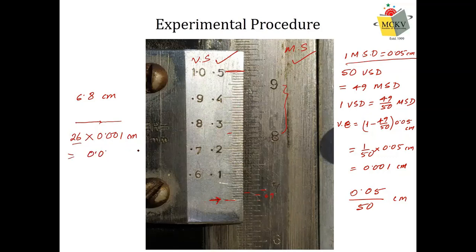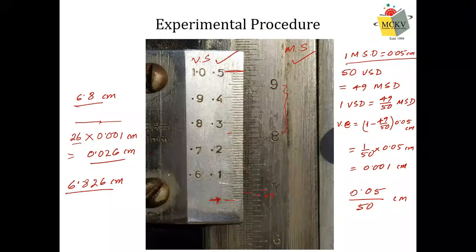So we get 0.026 centimeter. So what will be our total value? We just add these two. So our final value will be 6.826 centimeter. You observe, we said initially that our reading should be in between 6.8 and 6.85 centimeter. Now we are very sure about that value. The value is 6.826. We can measure up to the third decimal point because we are using a microscope whose smallest division is 0.001 centimeter. So this is the way we can take the readings.